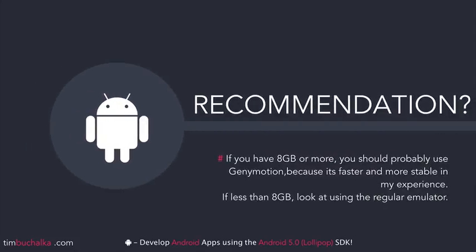So my recommendation is, if you've got 8 GB of RAM or more, you should probably use Genymotion because it's much faster and more stable in my experience. If your computer's got less than 8 GB of RAM, look at using the regular emulator, and depending on whether you've got an Intel CPU, to use the Haxm tool, but again that may not work on your computer if you've got less than 8 GB of RAM.